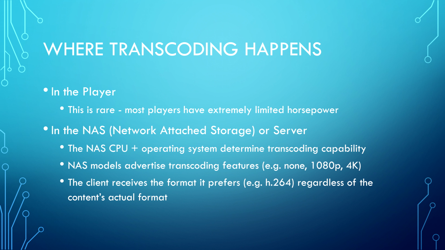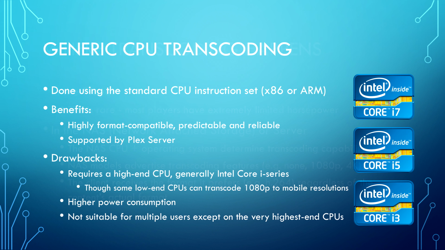When something is transcoded by the server, the client gets whatever format it wants, and it doesn't know that the original format was anything different. So if you have a smart TV, for example, or are running a Plex client, it will get H.264 if that's what the hardware in the smart TV is capable of playing back.